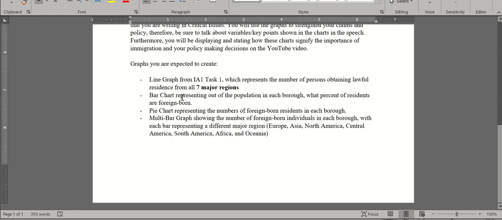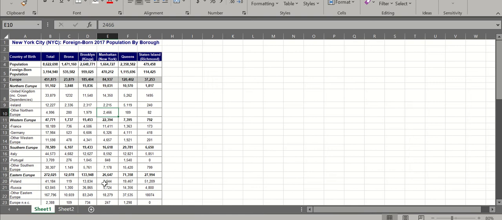Second one is creating a bar chart representing the population in each borough. Out of that, what percent of the residents are foreign born? So based on that, you'll create a bar chart. So here was the original data, right? Remember, each of the columns shows the total and then the 5 boroughs, and the column on the left shows you the different countries or regions of origin. But for this first one, we're only looking at the top two rows right here. We're only talking about the population and foreign born.